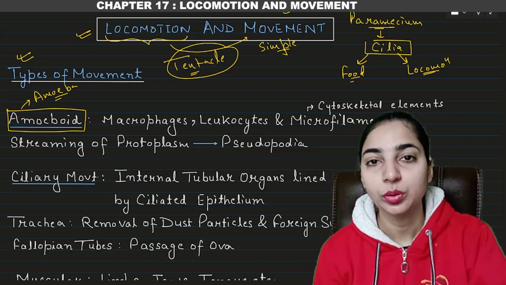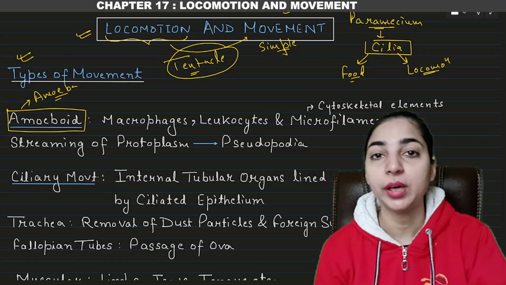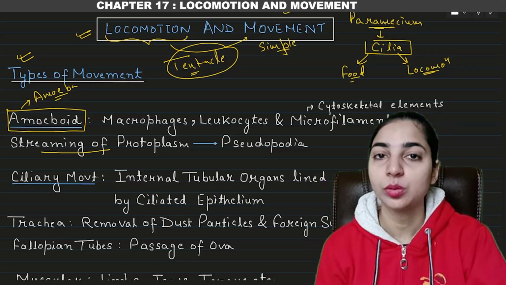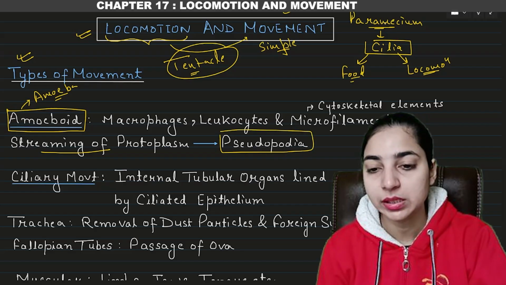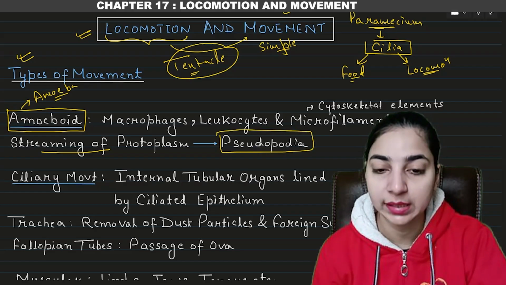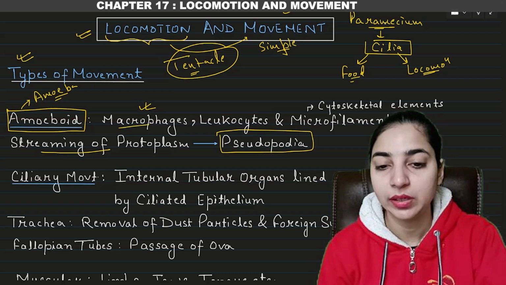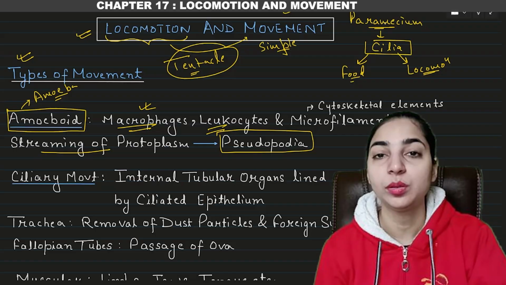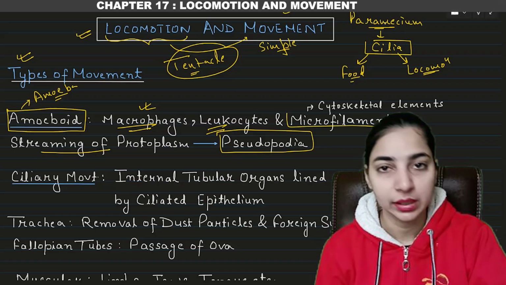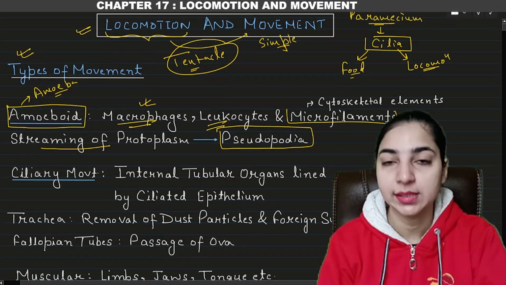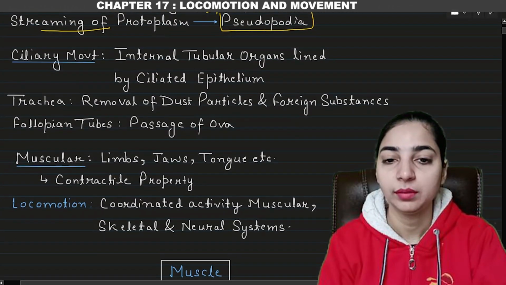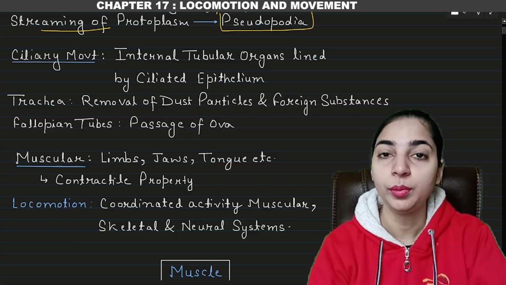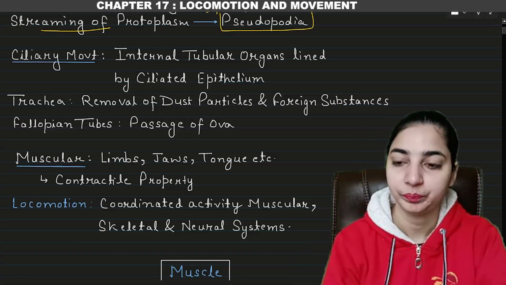Similar type of pseudopodia are also formed in these amoeboid cells which are present in our body. So streaming of the protoplasm leads to the formation of pseudopodia, and then these pseudopodia can help in the movement of these cells. The examples of such cells are macrophages, then leukocytes, that is the white blood cells, and also some cytoskeletal elements like microfilaments. So all these are examples of amoeboid cells. That means the movement in them will be amoeboid type of movement, that is with the help of pseudopodia, and pseudopodia will be formed by streaming of the protoplasm, right?